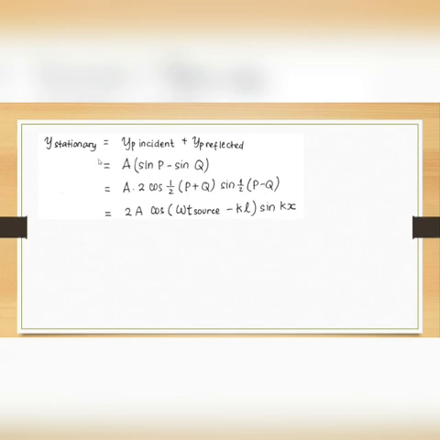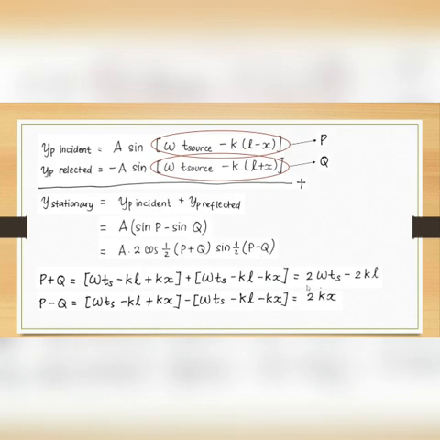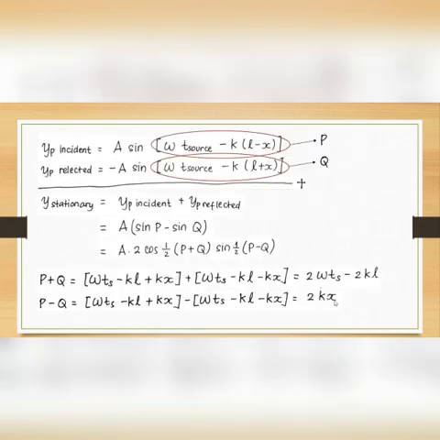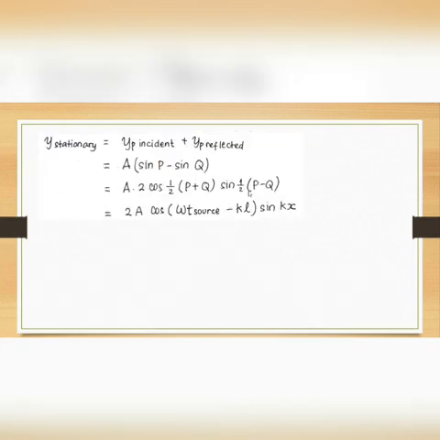So the displacement of the stationary wave will be the displacement of the incident wave plus the displacement of the reflected wave, which is A times 2 times the cosine of a half P plus Q. P plus Q was 2 omega TS minus 2 KL, times the sine of a half P minus Q. P minus Q was 2KX, so multiplied by a half, it will be KX.